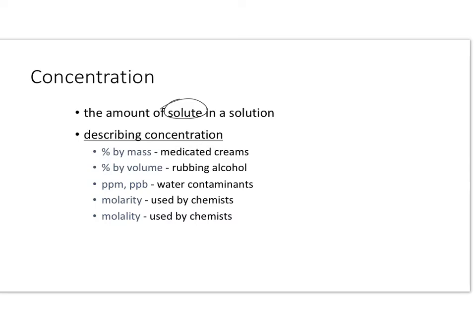Okay, so different ways of describing concentration are seen here. We have percent by mass, percent by volume, parts per million, and parts per billion, molarity and molality. So all of these are valid means of expressing concentration. However, the most commonly used concentration measurements or expressions in chemistry are molarity and molality. And this is what we're going to focus on for the remainder of the lesson.